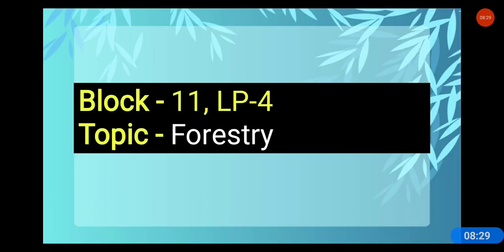Let's see what else. So we are on Block 11, Lesson Plan 4, Forestry, right? We are going to look at more detail about the forest.